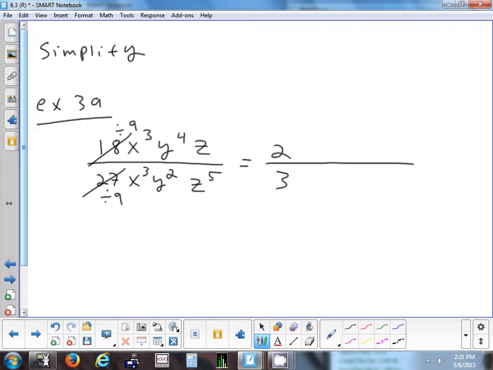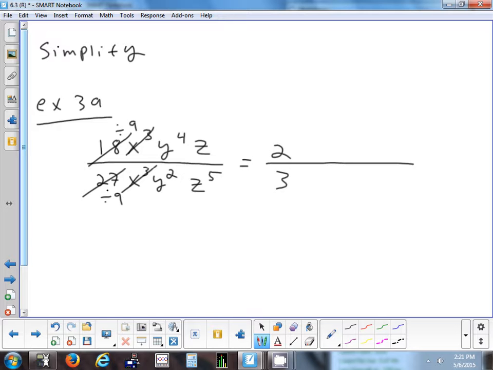Okay, x's. I don't know if we've had this happen recently. X cubed, x cubed. What do you get when you divide them? You get 1. We just get a 1. So are there going to be any x's left at all in this problem? No. X's are gone. Same thing in the top, same thing in the bottom. Gone. We don't even have them in the final answer.